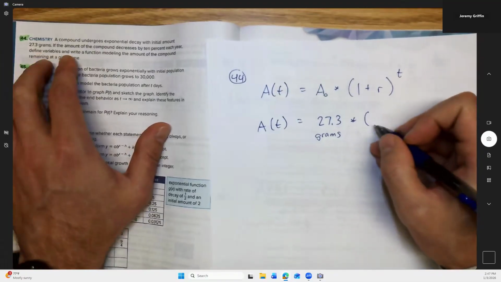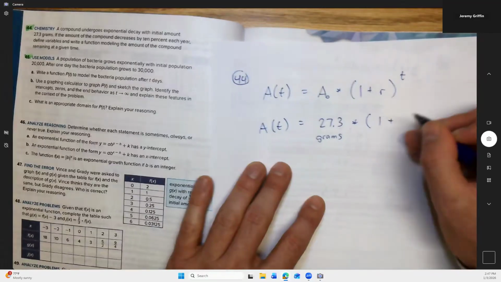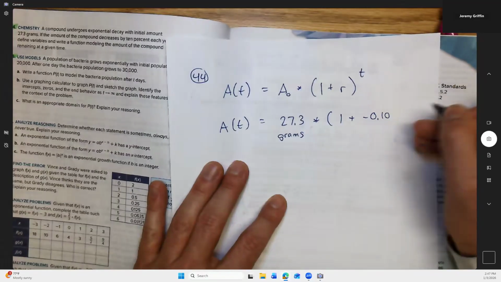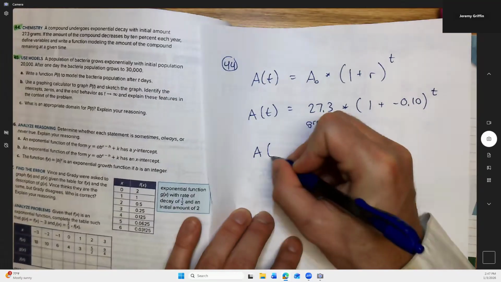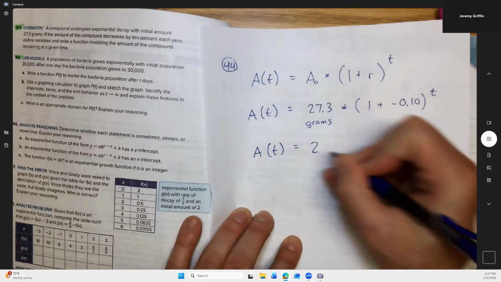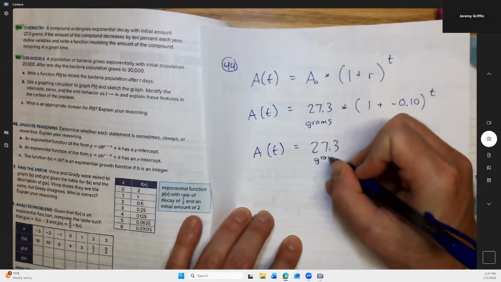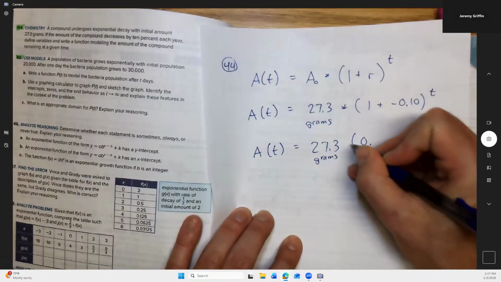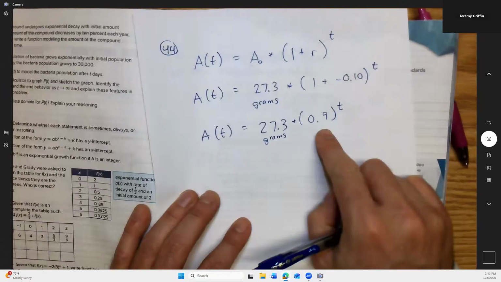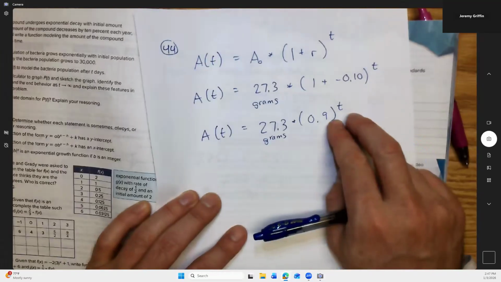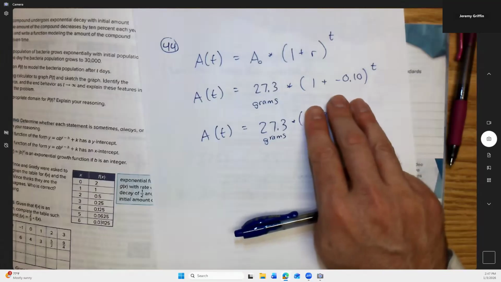Now, if we're decreasing by 10% per year, then the rate is negative 0.10 as a decimal. Or you could write that more elegantly as 0.9. So 27.3 grams, multiplied by 0.9 to the power t. If no time has passed at all, 0.9 to the 0 would be 1. So you have what you started with. I started with 27 grams, I still have 27 grams.